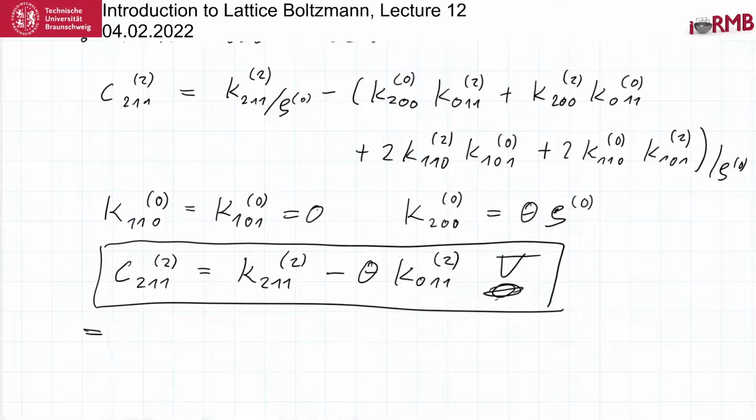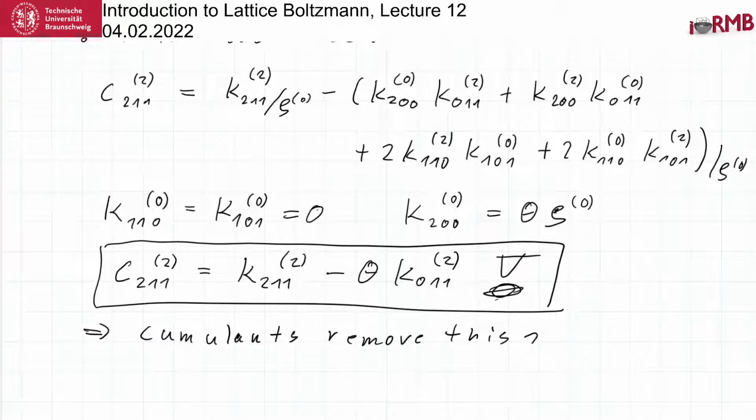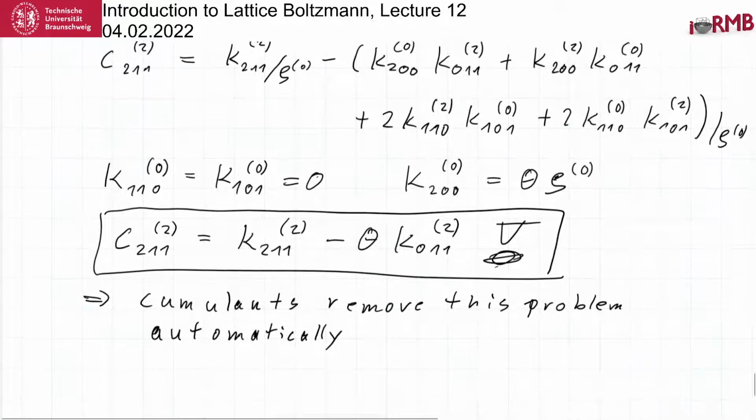So the cumulant simply takes care of this problem automatically. So they remove this problem. And now the hope obviously is that we do not need to look for more problems of this kind in order to do any more ad hoc solutions in the MRT framework, but we can simply use the cumulants and they solve these problems for us automatically.